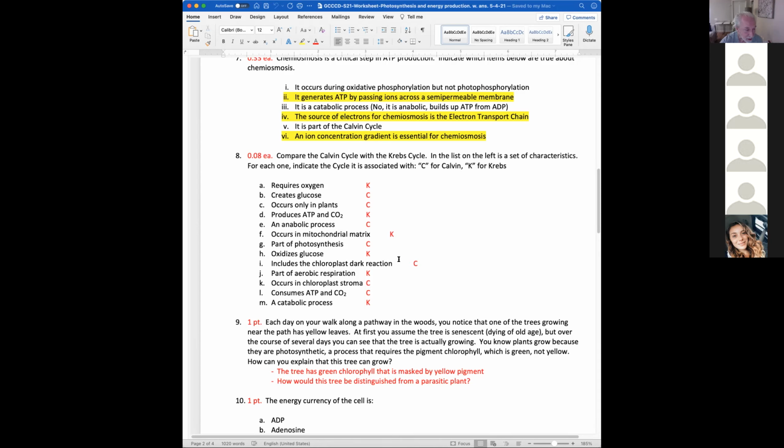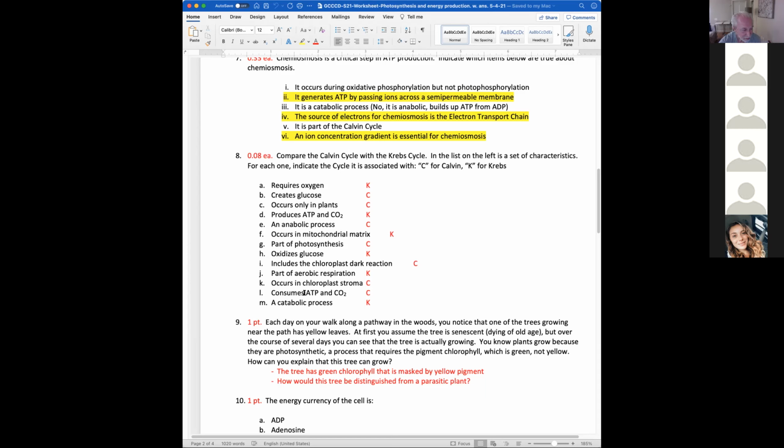Includes the chloroplast dark reaction, is Calvin. Part of aerobic respiration is Krebs. Occurs inside the chloroplast stroma, Calvin. Consumes ATP and carbon dioxide. A lot of people missed that one. That's the Calvin cycle.